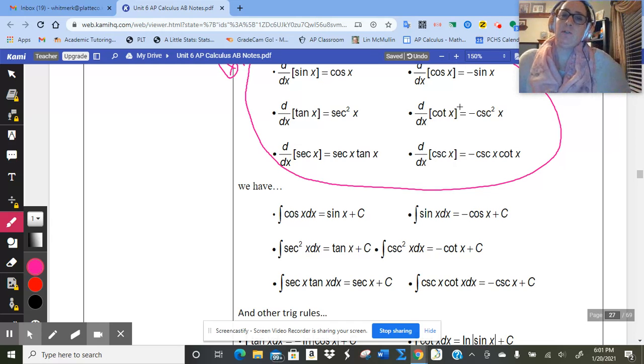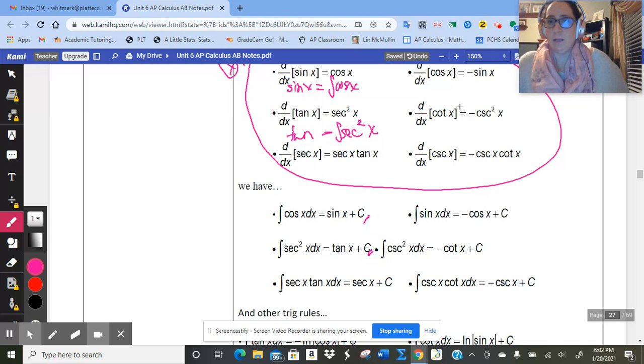So now I'm going to say, the derivative of what gives me cosine? Well, the derivative of sine gives me cosine. So the integral of cosine gives me sine. And that's this part right here. So here, the integral of secant squared, we say the derivative of what gives me secant squared? Well, the derivative of tan gives me secant squared. So the antiderivative of secant squared gives me tan. And then, oh yeah, don't forget plus c.